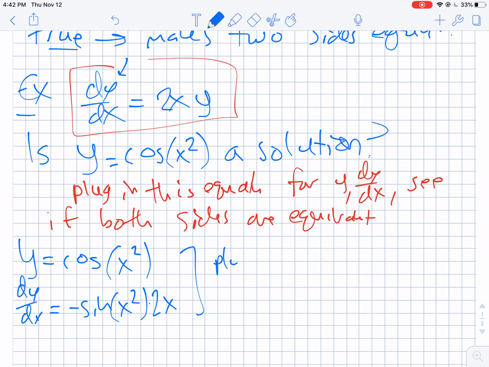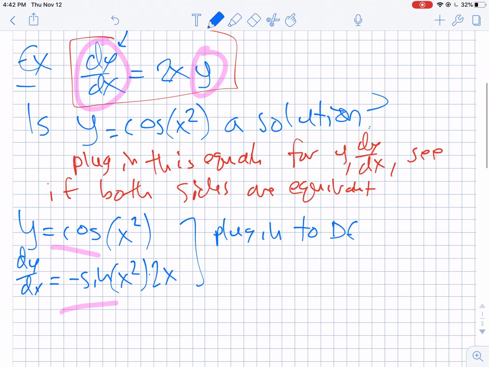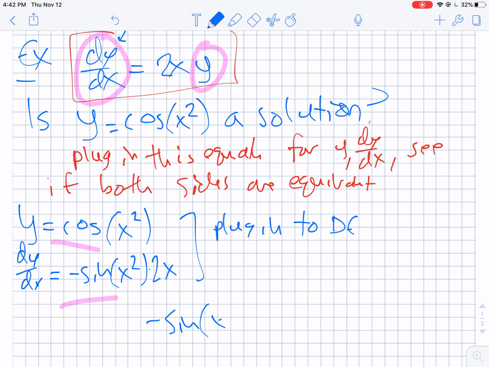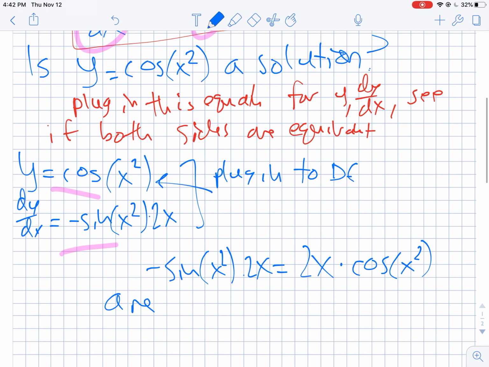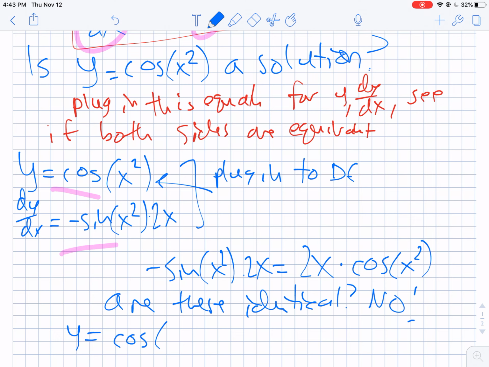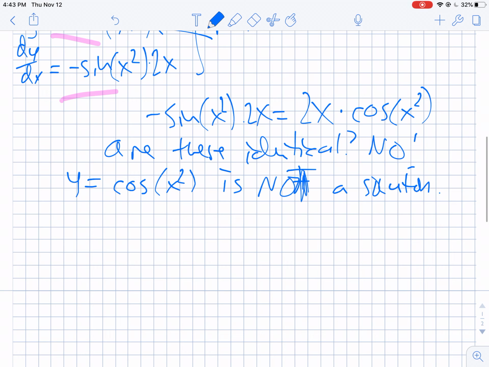So I'm going to plug them into the DE. I'm going to plug them in for this part right here, the dy/dx, and plug them in for the y. So when I do that, I'm going to get negative sine of x squared times 2x equals 2x times, and then the y equation right here is cosine of x squared. Are these the same? And the answer, of course, is no. And hopefully you guys can see that. So what that means is y equals cosine of x squared is not a solution.